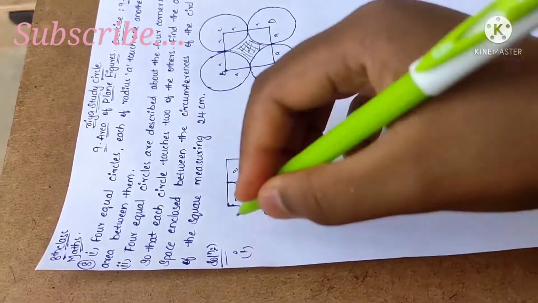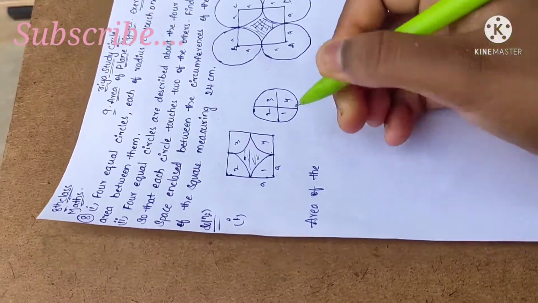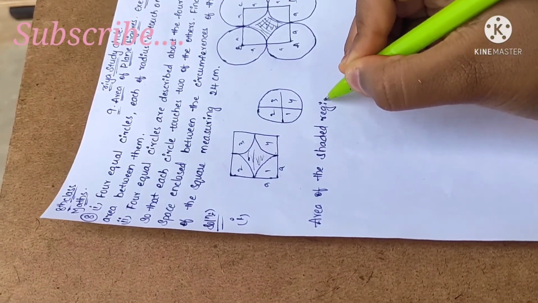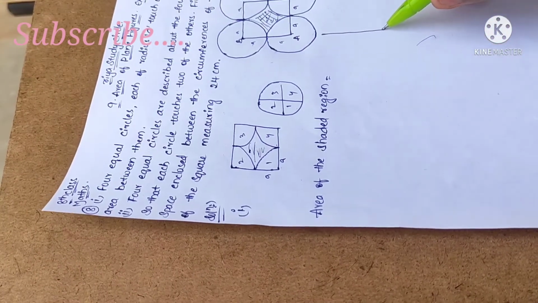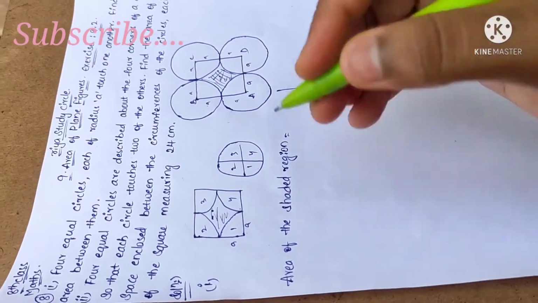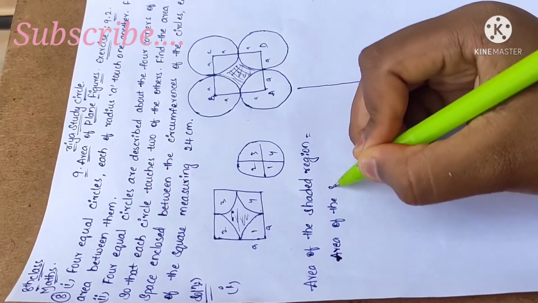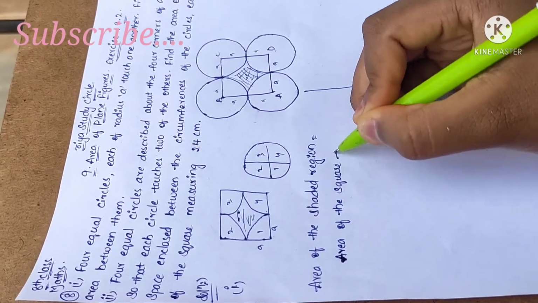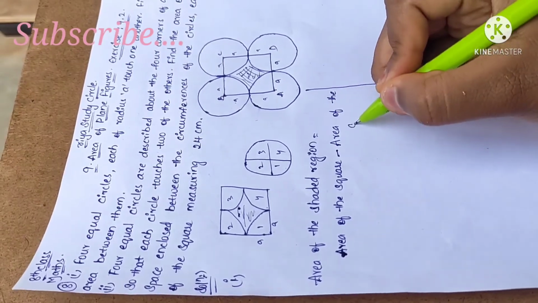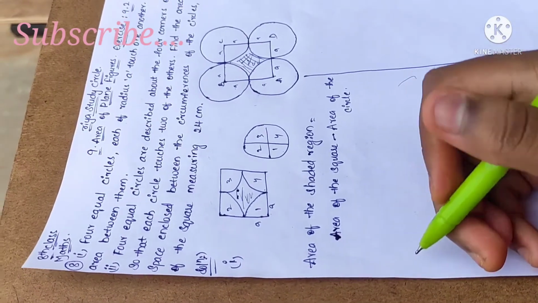So we can write: area of the shaded region equals, when we subtract the area of the circle from the area of the square, we get the area of the shaded region. So it is equal to area of the square minus area of the circle. Why am I writing circle here? Because we are combining these 4 sectors, and it becomes a complete circle.